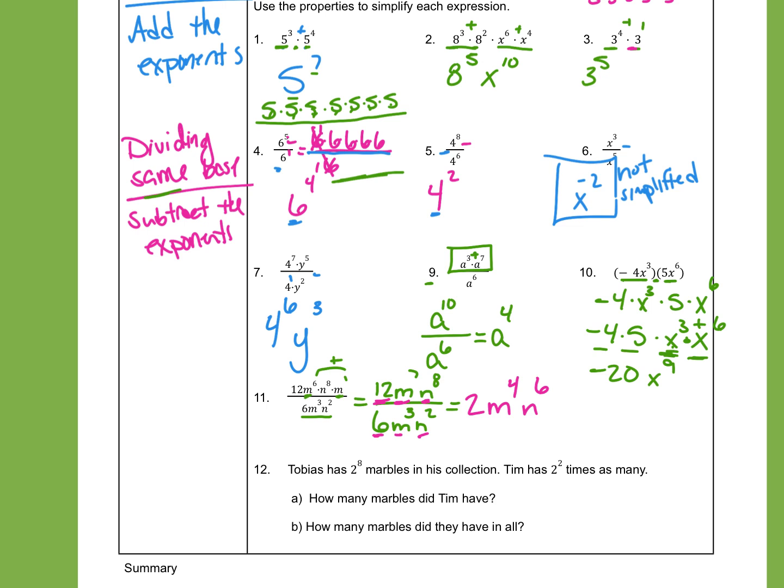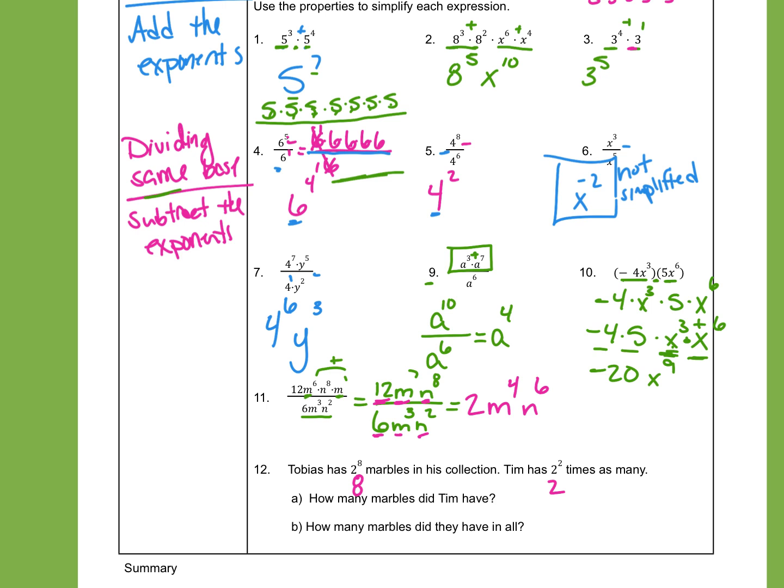And then we're going to look at how this might look like in a word problem. Tobias has 2 to the 8th marbles in his collection, and Tim has 2 to the 2nd times as many. So one way I like to think of word problems is to try to simplify it a little bit. 2 to the 8th is kind of hard for me to think of. So let's just say he has 8 marbles, for example. And let's say that Tim just has 2 times as many. That makes more sense in our minds. If Tobias has 8 and Tim has 2 times as many, then Tim would have 16. I think, well, how did I get 16? I took 8 times 2.